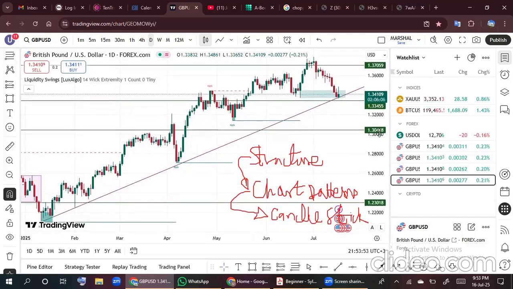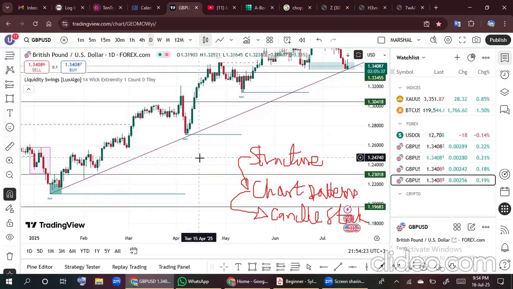Now, the chart patterns we have, there are a lot of them. There's head and shoulders, there is double bottom, there is double top, there is triple top, triple bottom, many chart patterns.